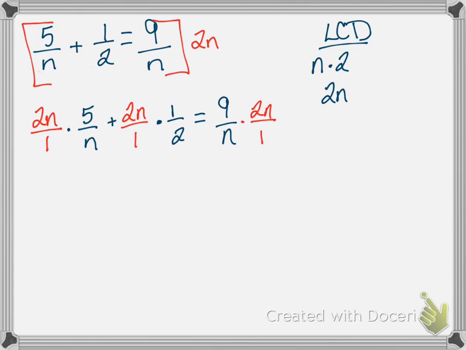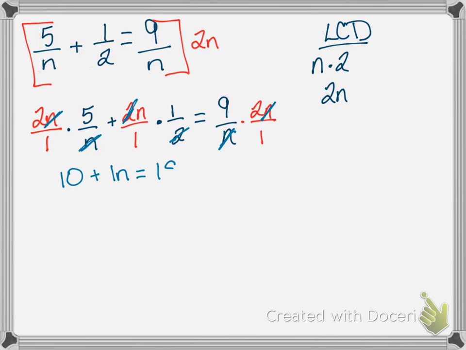Now I cancel out my common stuff. So I've got an n here and I've got an n here. So then I'm left with 2 times 5. What's 2 times 5? Good. Okay. Here I've got a 2 and a 2. So I'm left with n times 1. Okay. Do I have to put the 1 in front of that? I don't have to. I can, but I don't have to. Okay. Then I have n and n. Okay, those cancel. What's 9 times 2? 18.